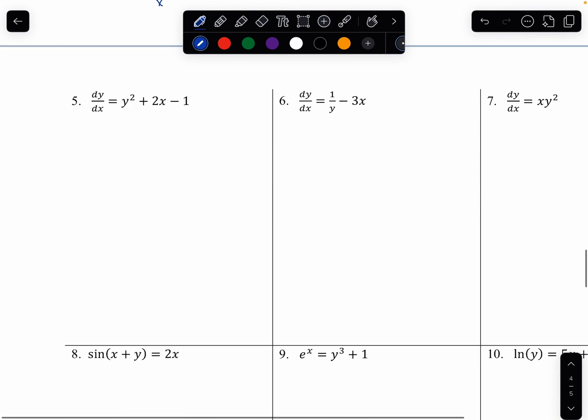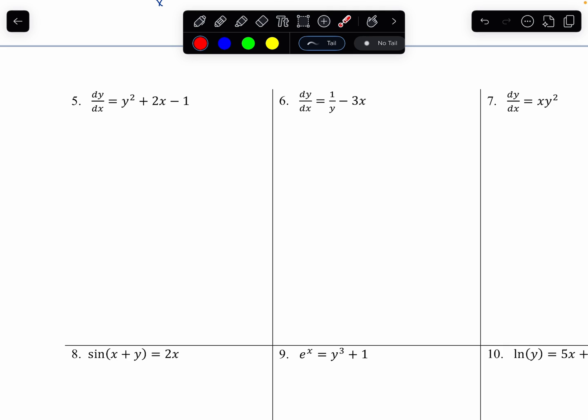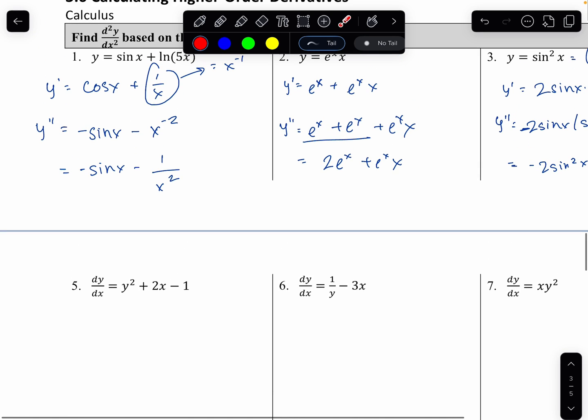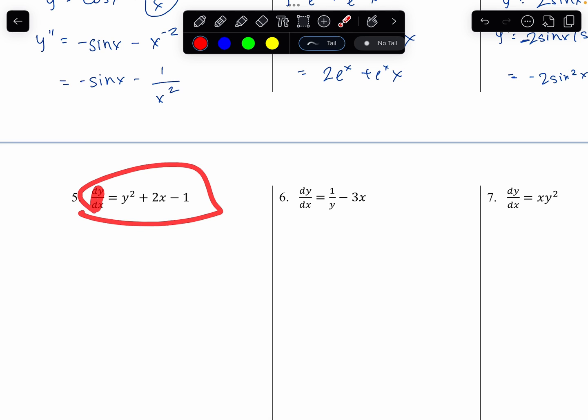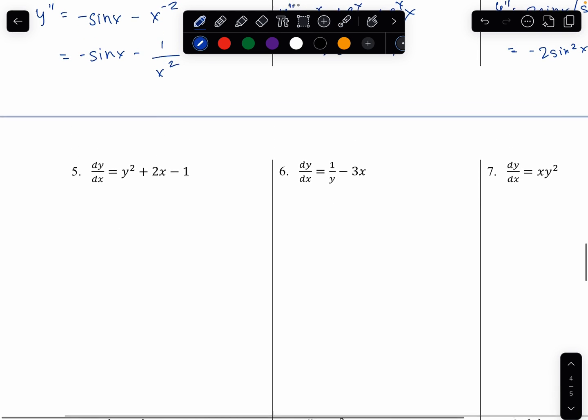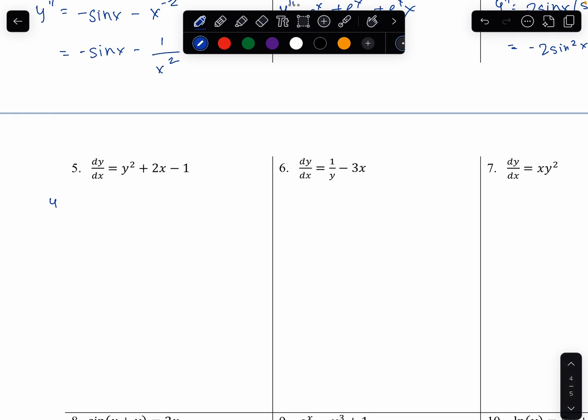For 5, now this is implicit differentiation. We're trying to find the second derivative, but this is the first derivative, so we already have it. So I just need to take the derivative once. So y double prime is going to be equal to 2y y prime. Don't forget that this is implicit, so we need the y prime, plus 2.